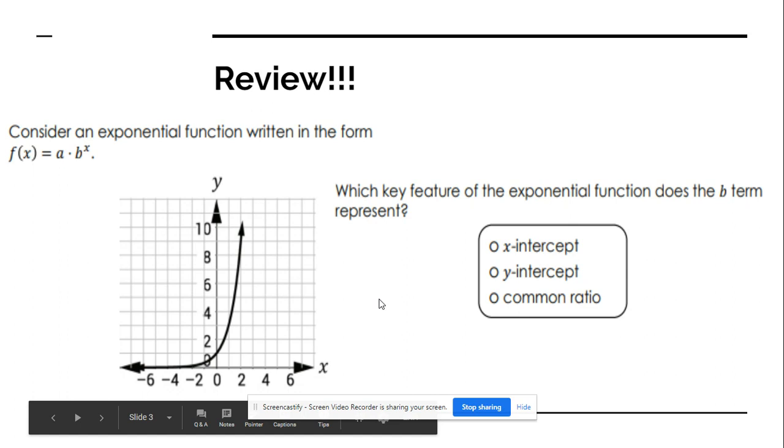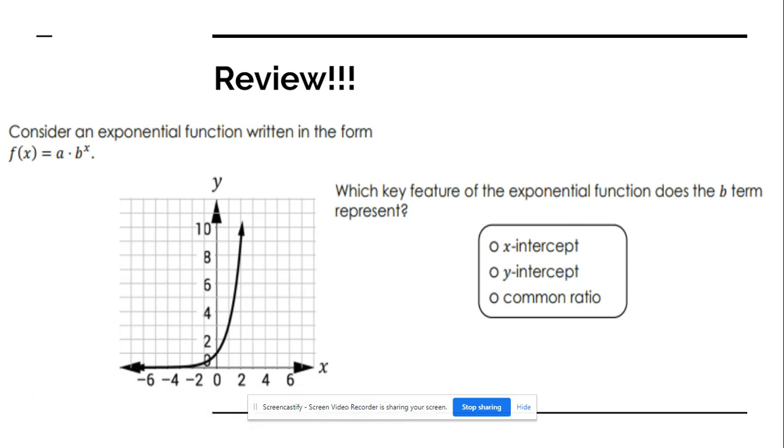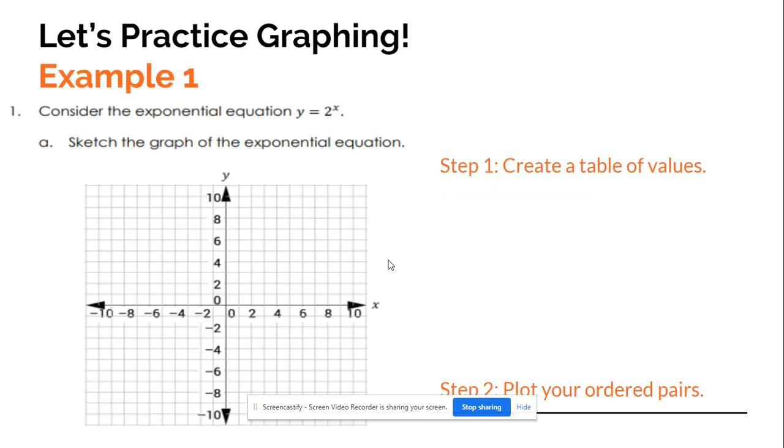Let's figure out which key feature of the exponential function the b term represents. Is it the x-intercept, the y-intercept, or the common ratio? b is raised to the power of x. Common ratio is correct.